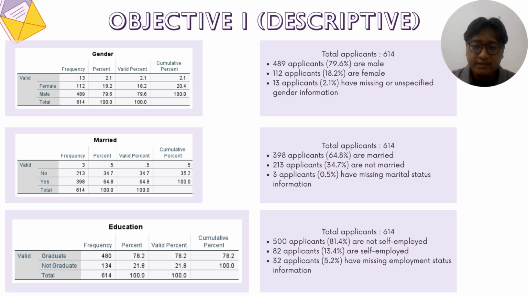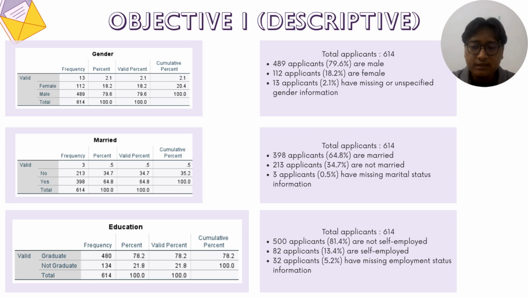A total of 614 loan applicants were recorded in the dataset. Among them, 489 applicants, 79.6 percent, were male, while 112 applicants, 18.2 percent, were female. The remaining 13 applicants, 2.1 percent, had missing or unspecified gender information. This finding indicates that the majority of loan applicants were male, accounting for nearly 4/5 of the total sample. This suggests that male applicants were significantly more represented than female applicants in the dataset.